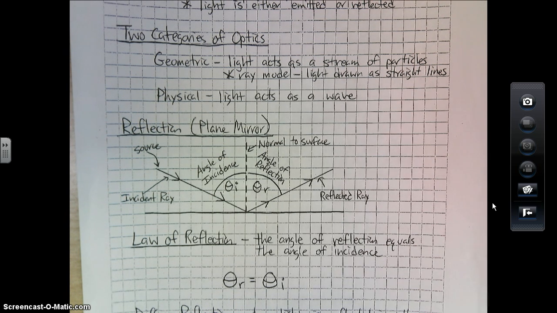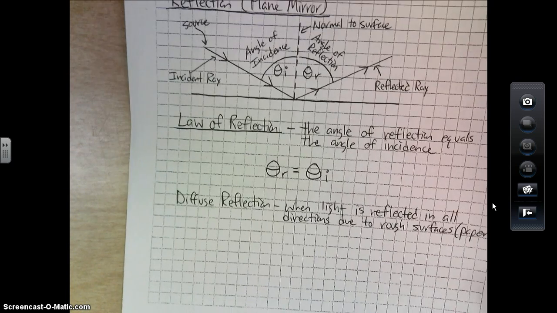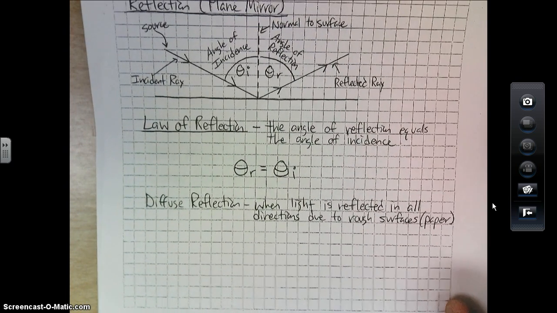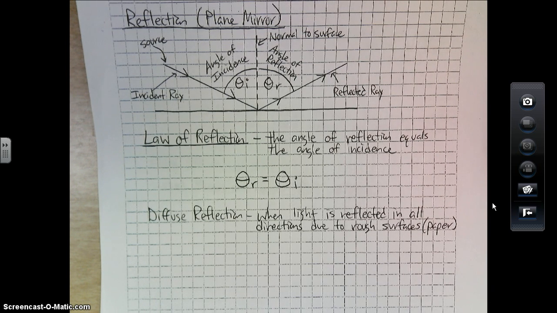Now, that is a nice shiny mirror, but light will reflect off just about anything. But if it's not a shiny surface, the reflection is very poor. We call that diffuse reflection. So the light is reflected in all sorts of different directions because it's not a nice, smooth, shiny surface. For example, you can see the light on a piece of paper.